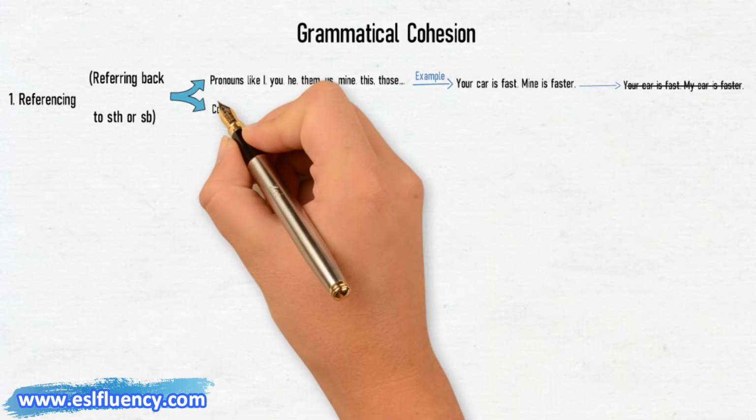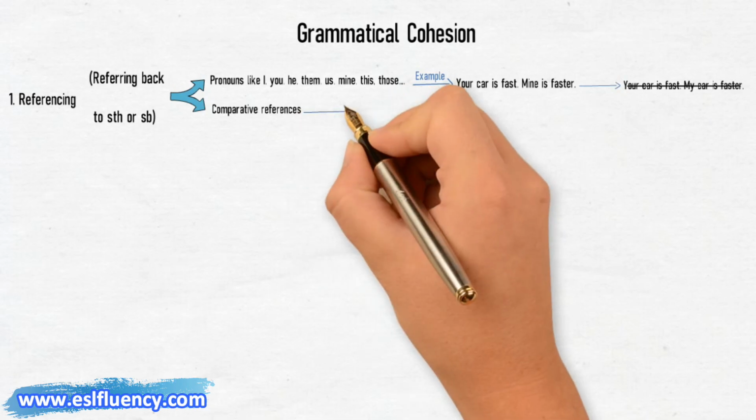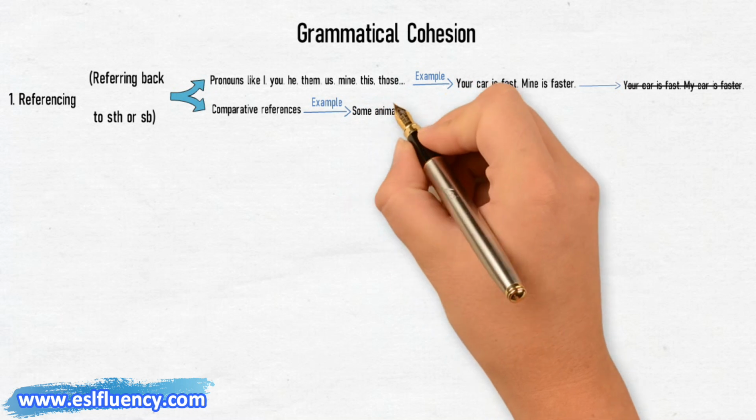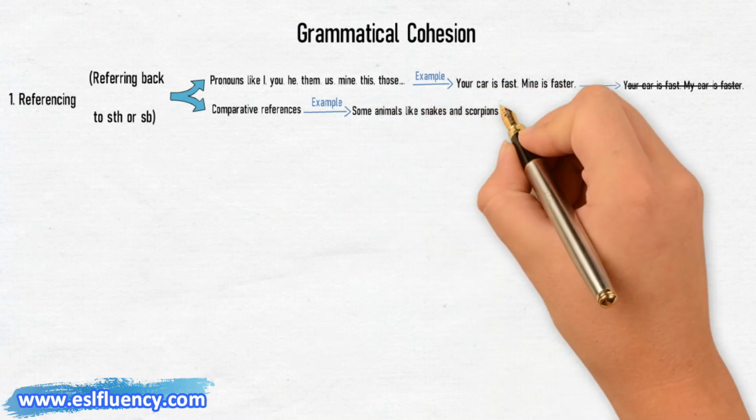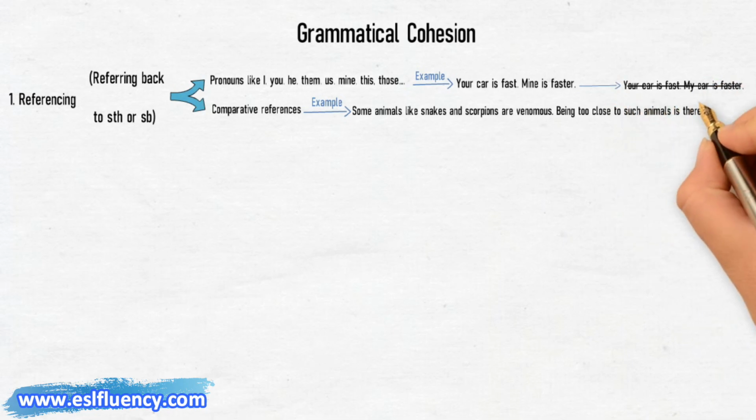Another kind of referencing is done by using comparative references to talk about identity, similarities, or differences. Here is the example. Some animals like snakes and scorpions are venomous. Being too close to such animals is therefore unwise. In this example, I've used such to avoid repeating animals like snakes and scorpions.